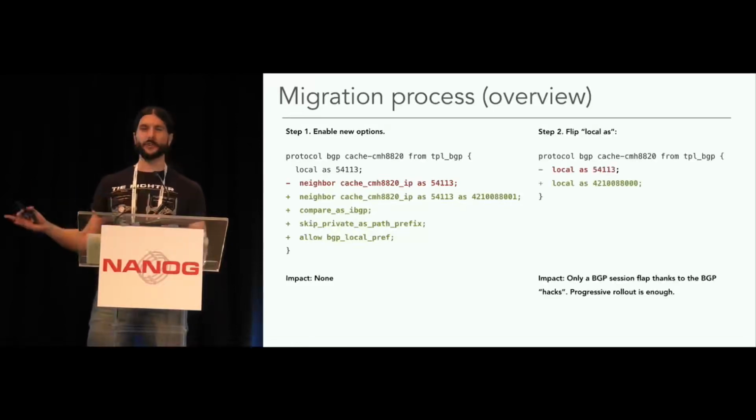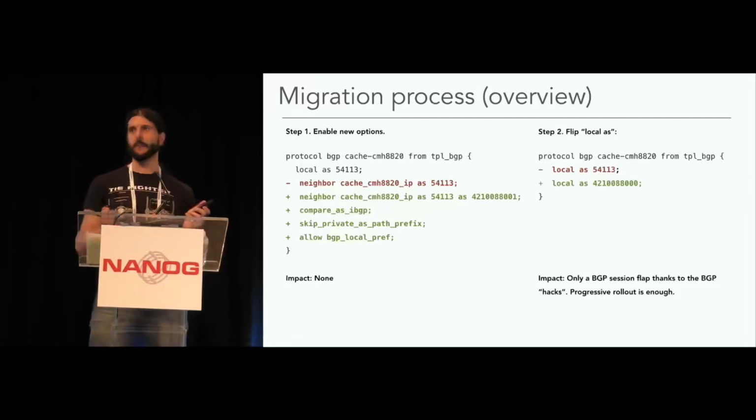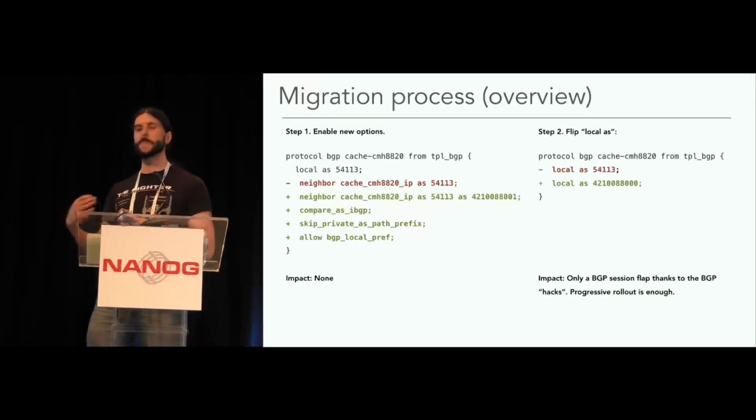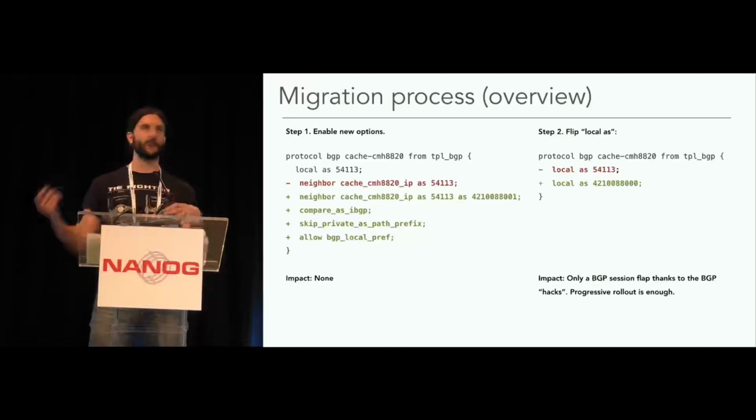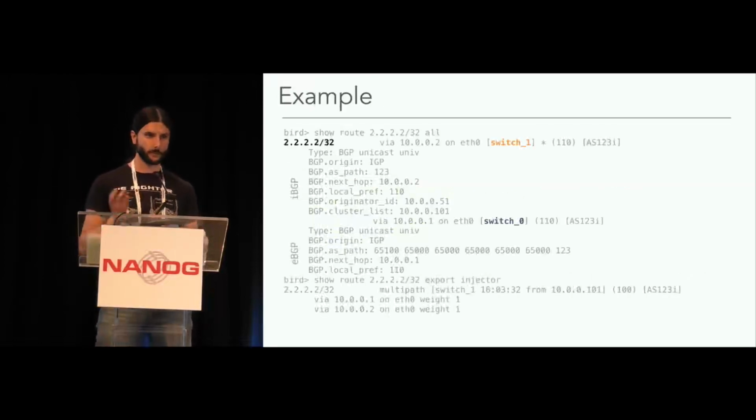And then step 2 is just as simple as flipping the local AS on each device. And because we made eBGP and iBGP prefixes compatible, this change is going to cause a BGP session to flap, but it's not going to cause any traffic to flow differently. When the session is up, all traffic will flow as it was flowing before doing this change. So thanks to this, we don't need to start scheduling maintenances, draining traffic, notifying customers, because the change is not going to have any impact on the network.